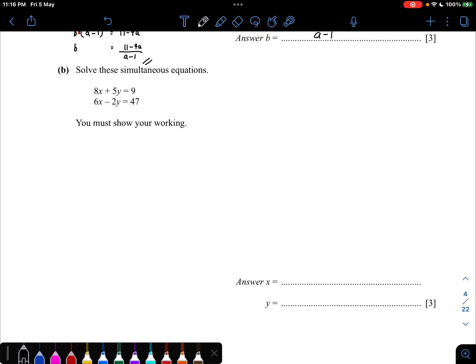Okay, now let's take a look at this simultaneous equation. Now we're gonna solve this. There are essentially two key methods you need to know. It's either elimination or substitution. Let me just show you both ways. Okay, first method, elimination. Let's take a look.